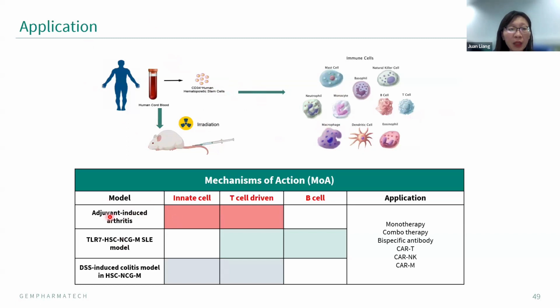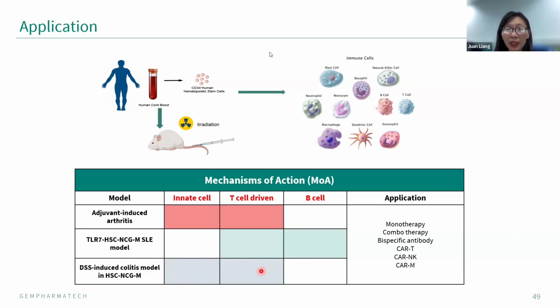As shown here, the CFA-induced arthritis model is developed by activation of innate cells and also T cells. The SLE model induced by TL7 is activated by T cells and also B cells. The colitis model induced by DSS is driven by the innate cells and also the T cells.